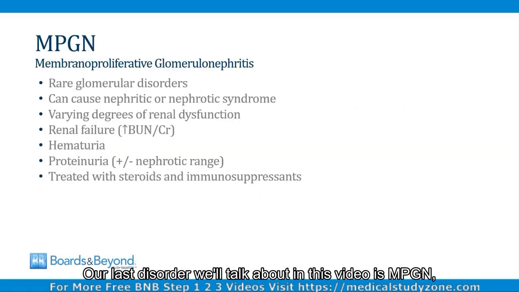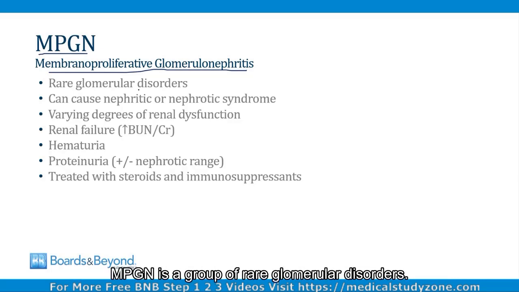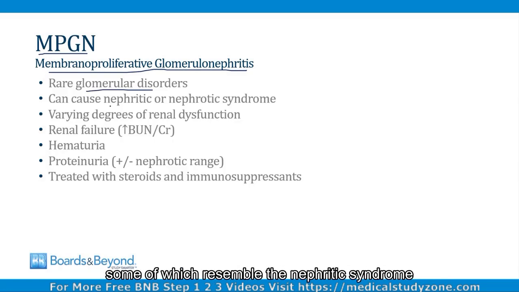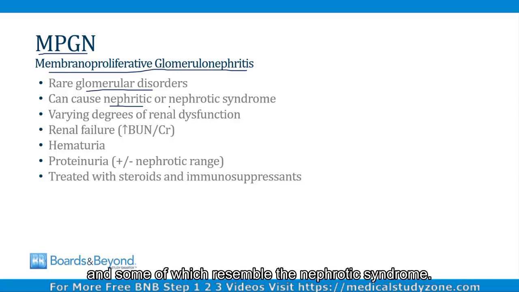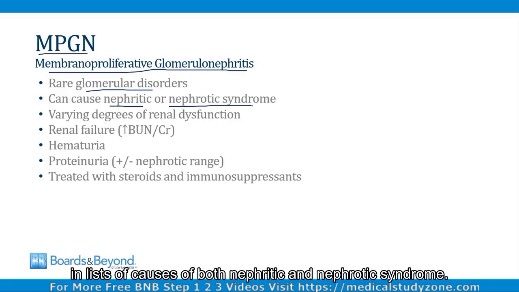Our last disorder we'll talk about in this video is MPGN, which stands for membranoproliferative glomerulonephritis. MPGN is a group of rare glomerular disorders, and in reality, they present with a mixture of features, some of which resemble the nephritic syndrome and some of which resemble the nephrotic syndrome. And for this reason, you will sometimes see them in lists of causes of both nephritic and nephrotic syndrome.